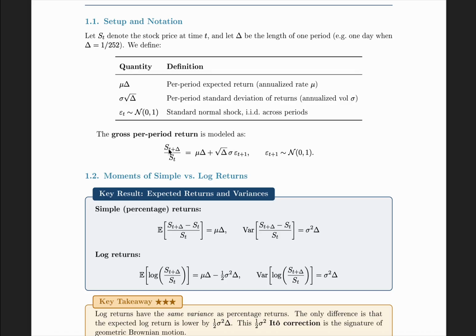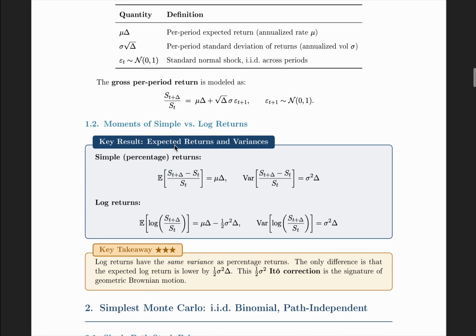Think of S of t plus delta over S of t as just being tomorrow's price divided by today's price. So let's say that the stock price is $120 tomorrow and the stock price is $100 today, then this ratio is simply going to be 120 divided by 100, which is 1.2. That's how much the stock has changed from today to tomorrow.